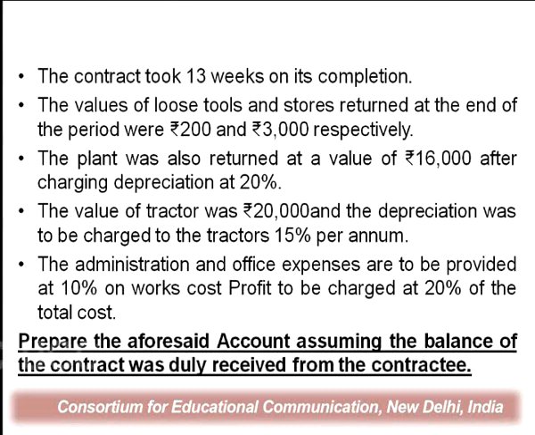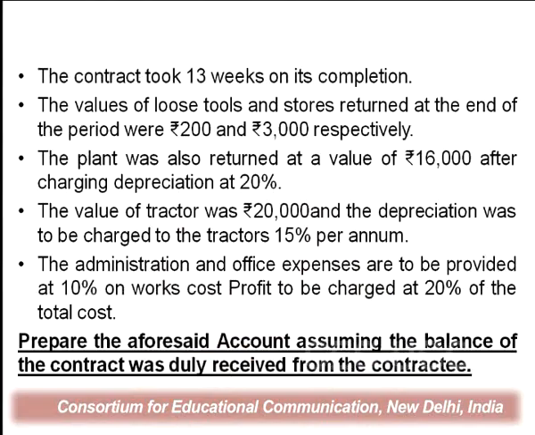Here in this point, as far as the tractor is concerned, you see in the previous point I said the contractor took 13 weeks on its completion, that is 4 months. So if it is per annum, you will charge depreciation only for the 4-month period. You will not charge the whole 15% of this 20,000, you will charge depreciation for only 4 months on the tractor. So this tractor has been utilized on this contract for 4 months at the rate of 15% per annum.